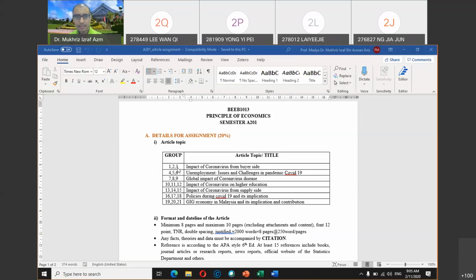If you want to suggest one topic, before you suggest, make sure you do a bit of research on that particular topic. Go and see if you can get enough articles or materials to write on it, and then come and propose to me if you do not want to do the topic that I've suggested. So I think that is for the assignment part.